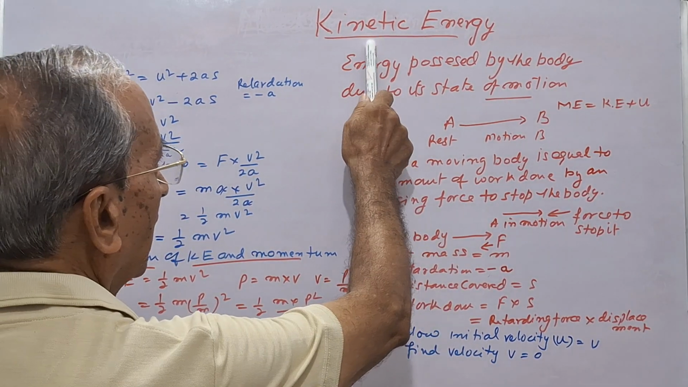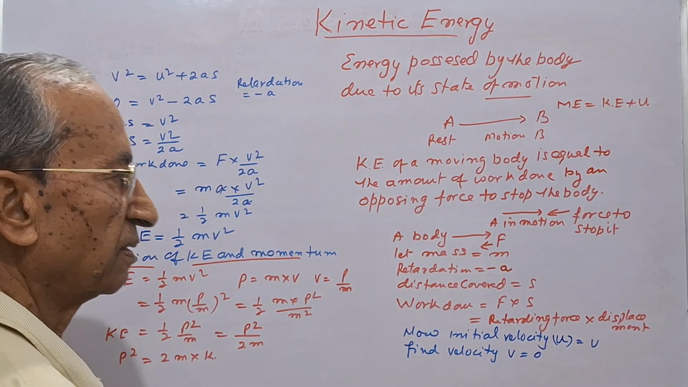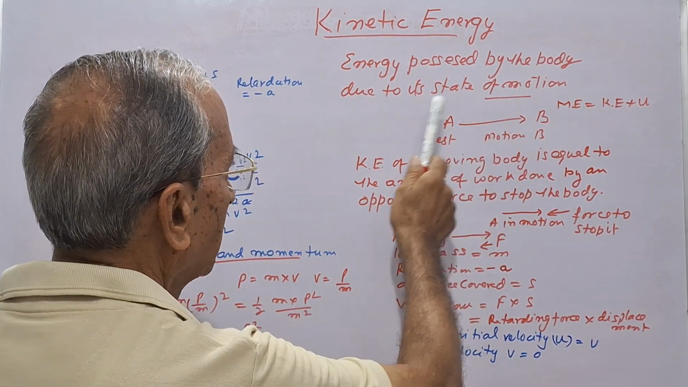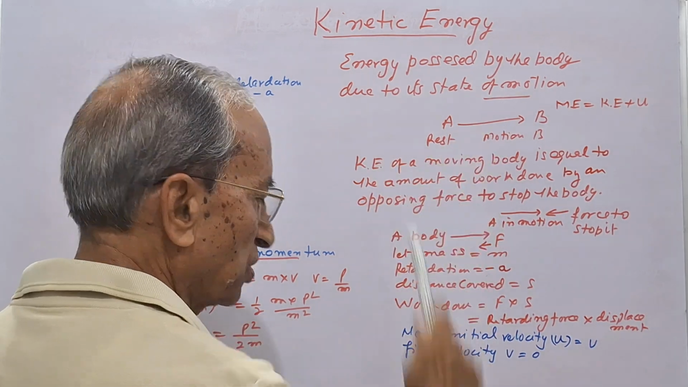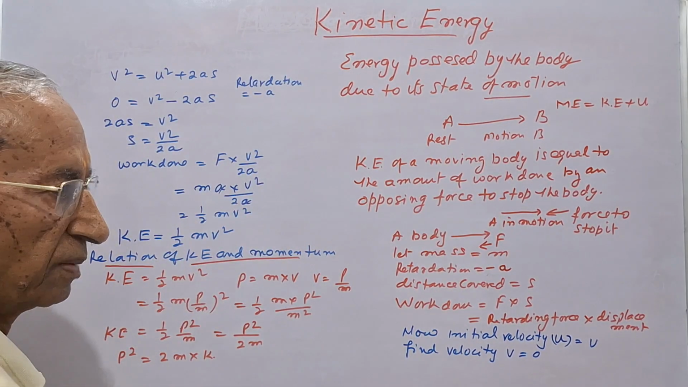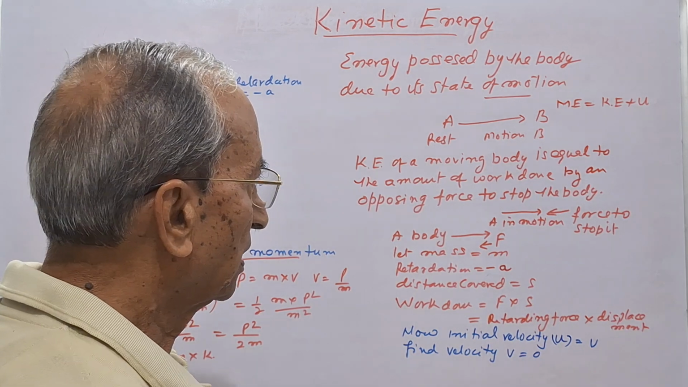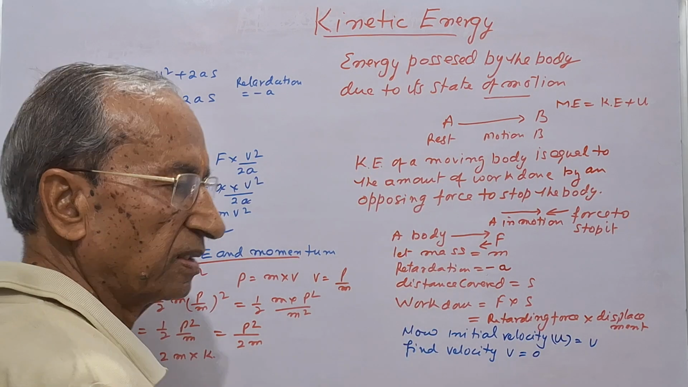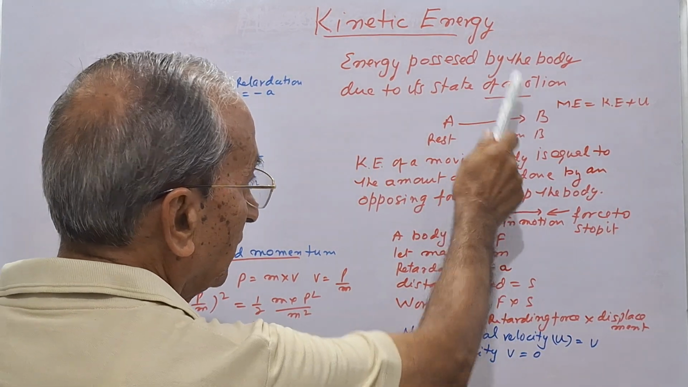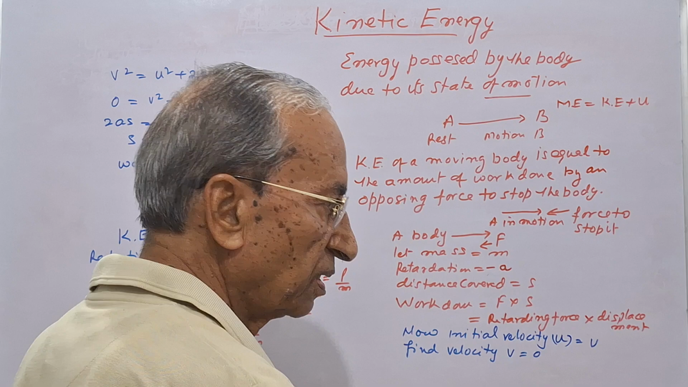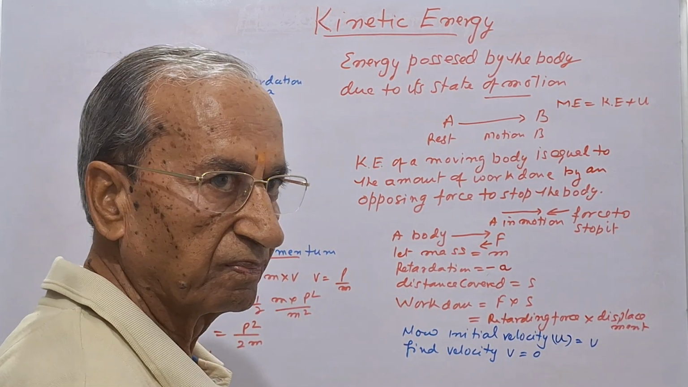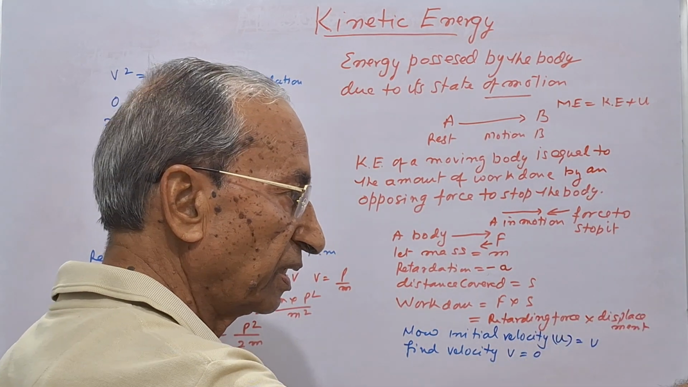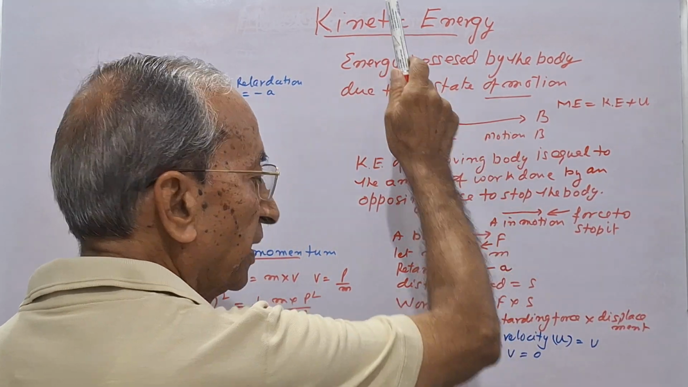Today I will explain kinetic energy: energy possessed by the body due to its state of motion. In my last video I explained potential energy, that is energy at rest. Now today, energy of motion. When an object is moving, energy is required for the motion. So the energy of motion is known as the kinetic energy.